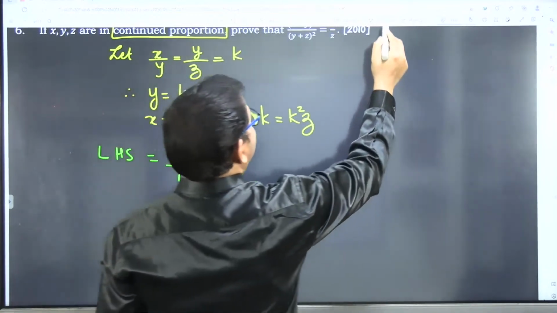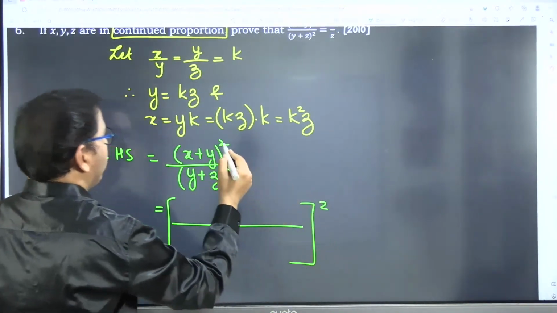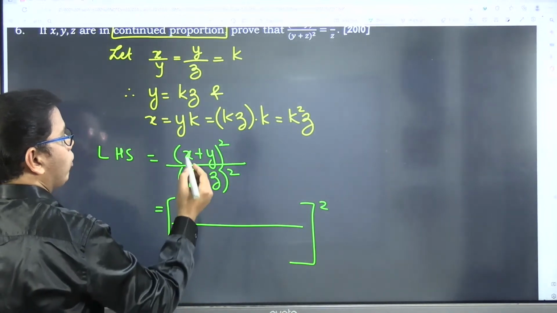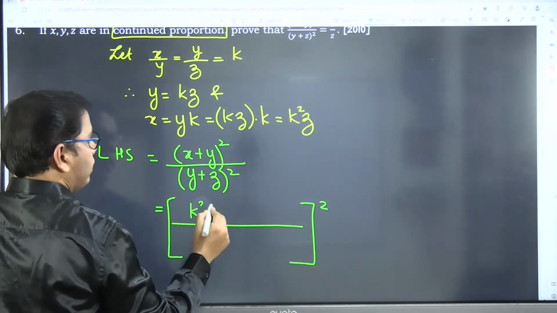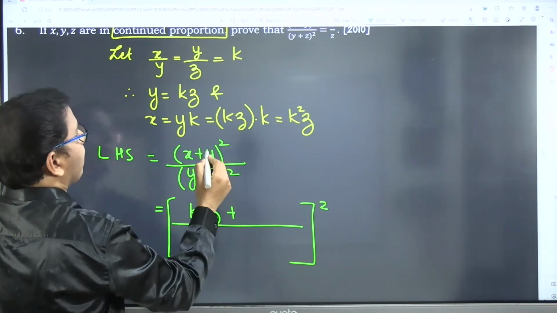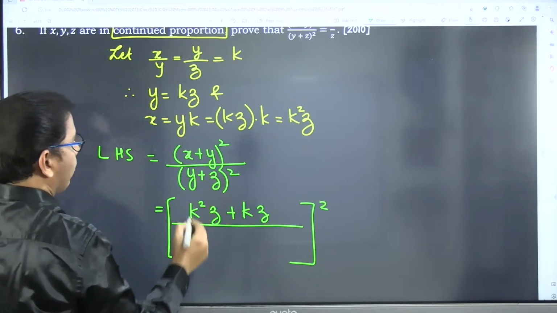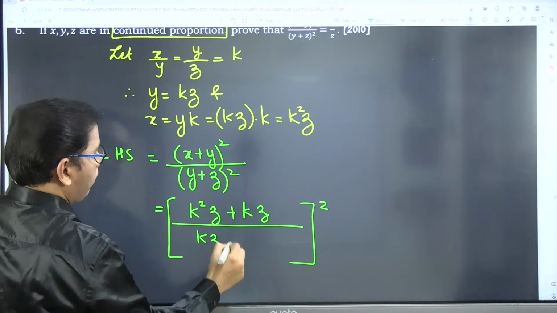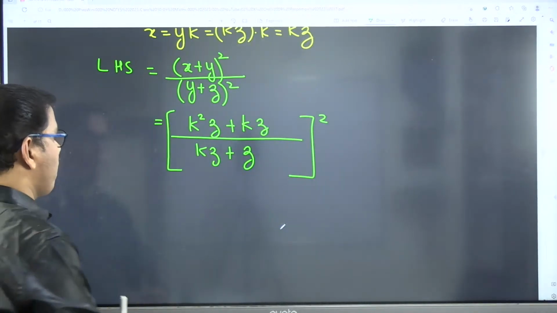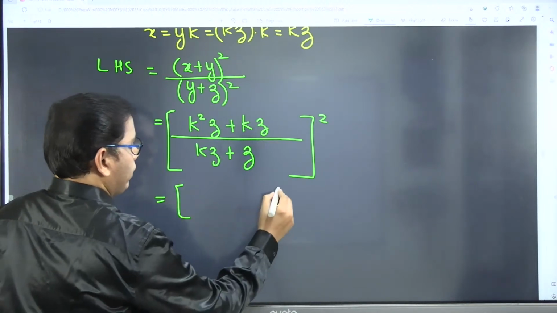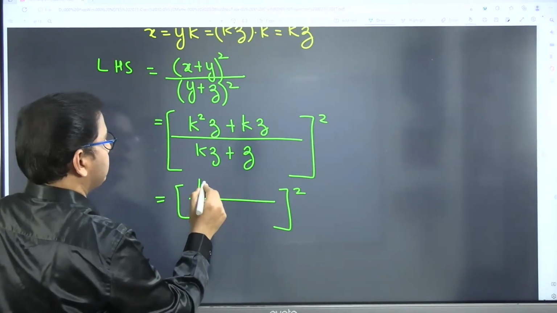What I am doing is taking this whole square. Square is common, numerator square and denominator square. x plus y, what is x? k square z plus y, and y is what? kz, upon y, kz plus z. Okay, here I go, whole square, numerator square as well as denominator square. What is common here? kz.